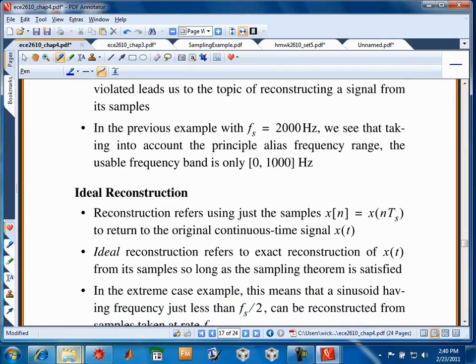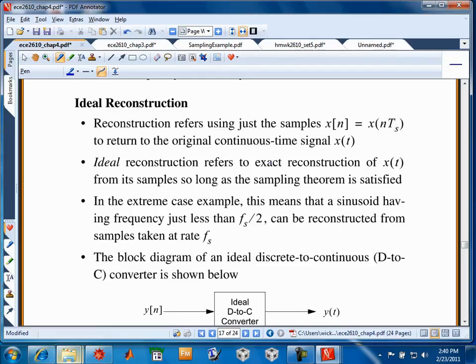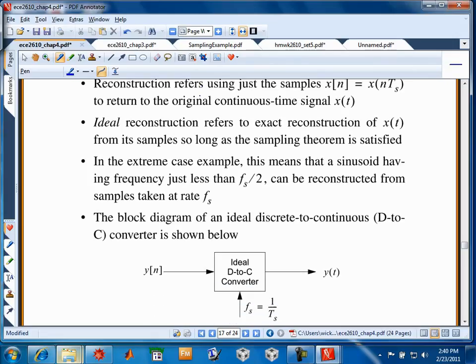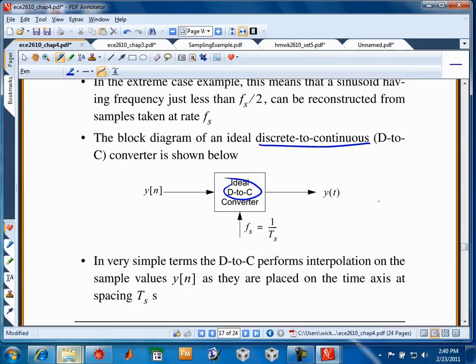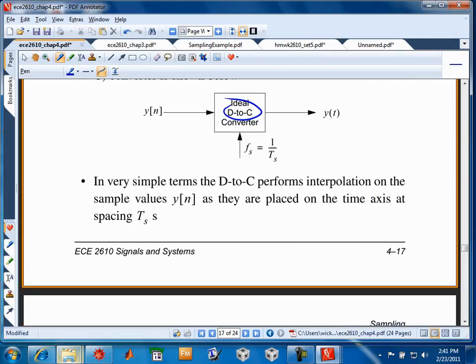The next topic, and kind of the tail end of things in the chapter, is how do we reconstruct. So the reconstruction idea is the digital to analog converter, or what the book calls the discrete to continuous converter. That's the mathematical terminology for the digital to analog converter. It's a box that has an arrow going in from the bottom that tells you what the sampling rate is. And what this box does is it takes the samples, y of n, and places them back on the time axis for playing back as an analog waveform.